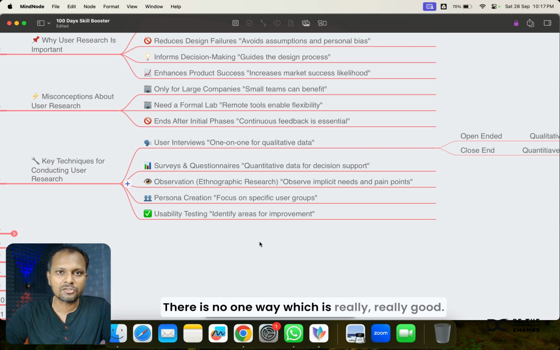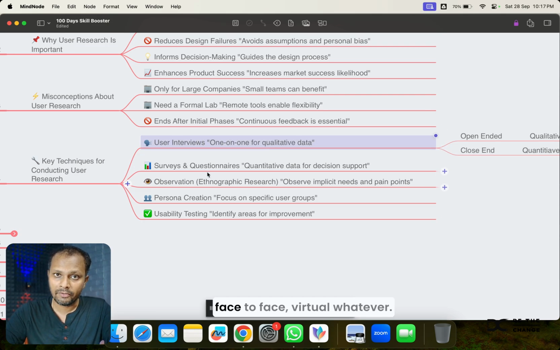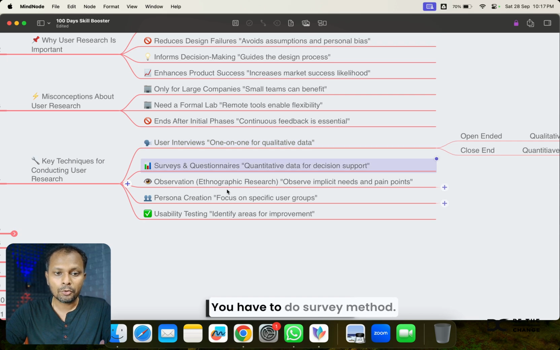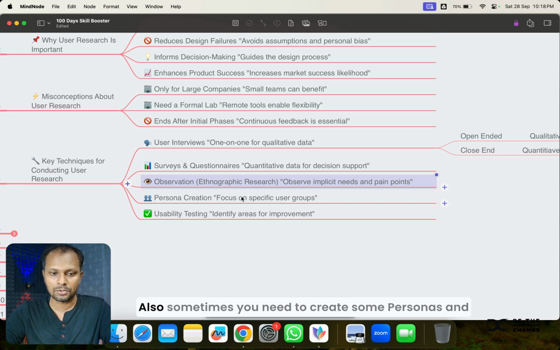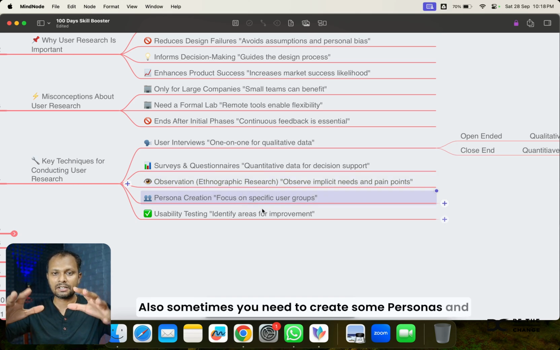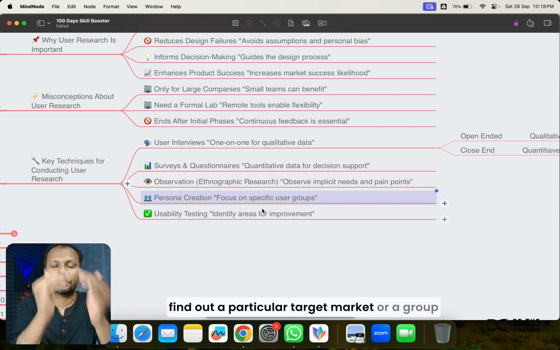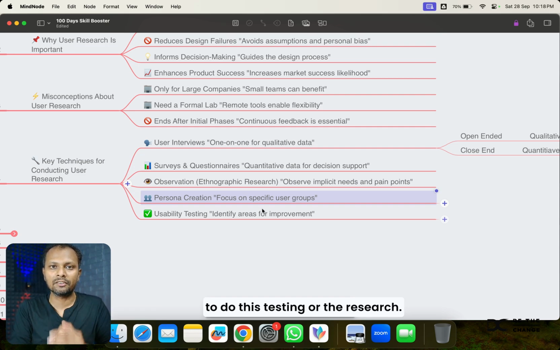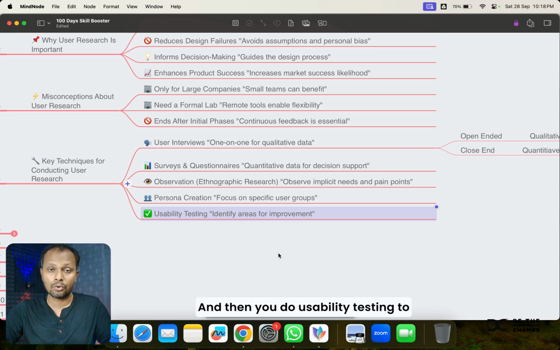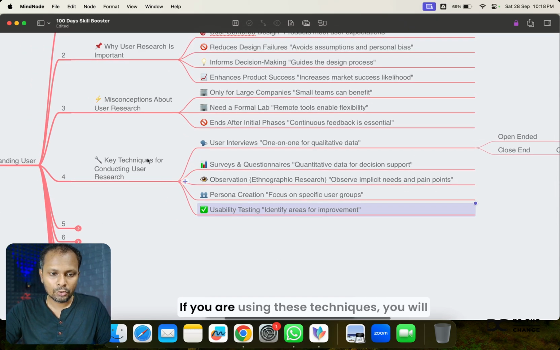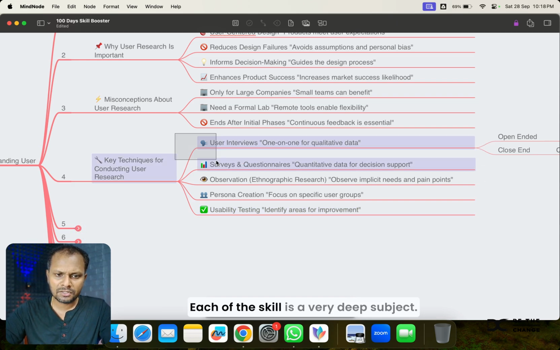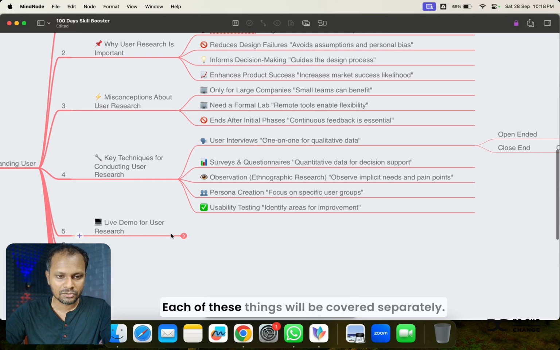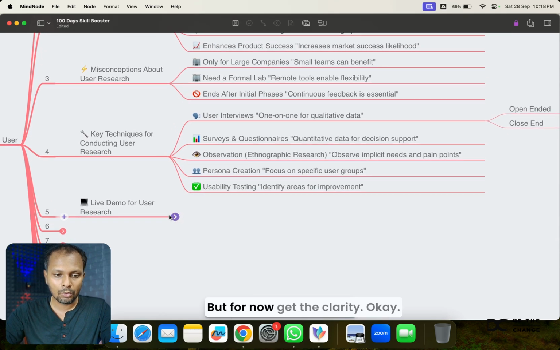There is no one way which is really, really good, guys. You have to do interviews, face to face, virtual, whatever. You have to do the survey method also. Sometimes you have to do online research also. Sometimes you have to observe also. Sometimes you need to create some personas and find out a particular target market or group to do this testing or research, and then you do usability testing to go wide and deep. The moment you use these techniques, you will be able to understand your user better. Each of these skills is a very deep subject, guys. Don't worry, each of these will be covered separately, but for now get the clarity.